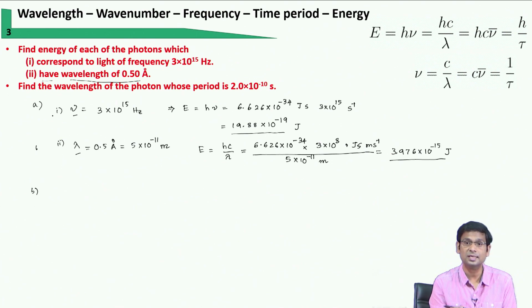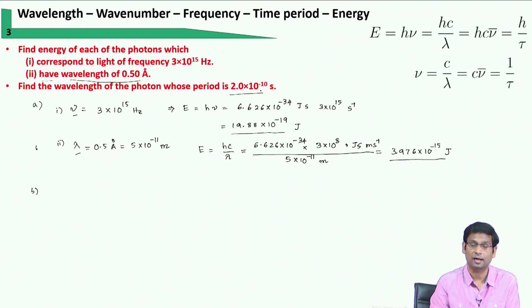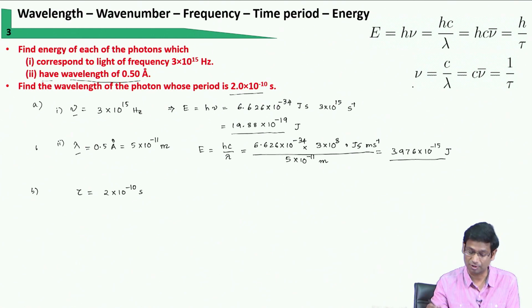The second question does not ask to convert them to energy, but asks to find the wavelength of the photon whose period is 2 into 10 to the power minus 10 second. So, the time period tau is 2 into 10 to the power minus 10 second, but we know tau is closely related to the frequency. Therefore, frequency is 1 over tau, which is 0.5 into 10 to the power 10 second inverse or hertz.